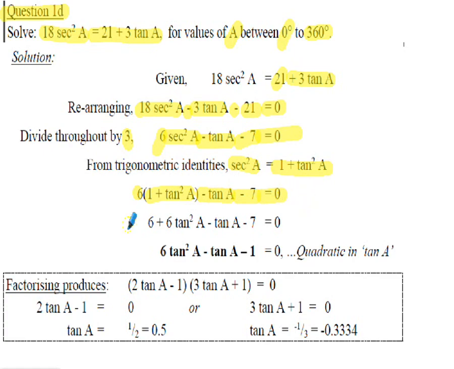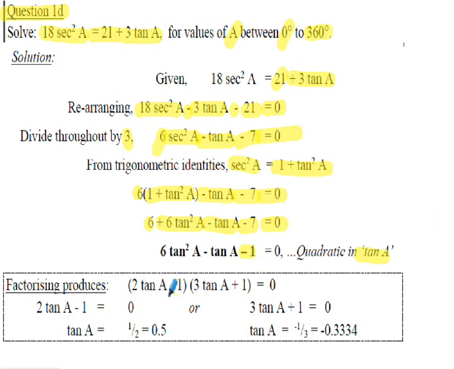If I expand the bracket, I get 6 times 1 is 6, plus 6 times the tan squared A, so that's plus 6 tan squared A, take away tan of A, take away 7 equals 0. And again, just tidying up my numerical values, 6 take away 7 gives me negative 1. So I end up with a quadratic now in tan of A. You can solve this with the quadratic formula if you want to.